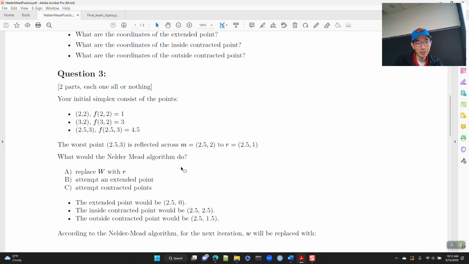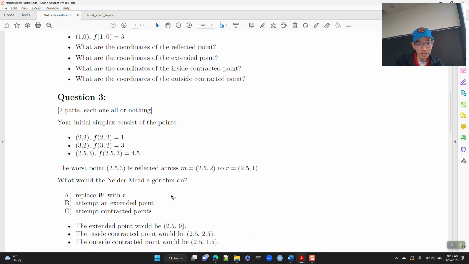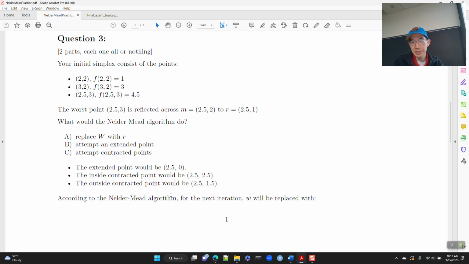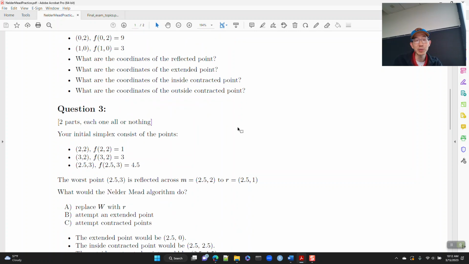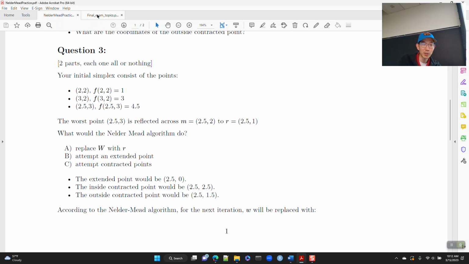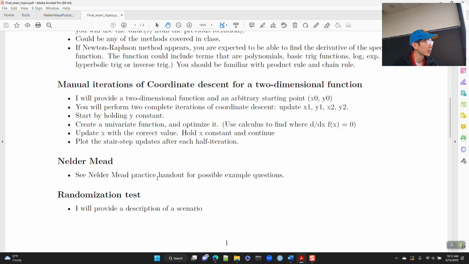Or it could be something like, if you had these points, what would the algorithm do? Would it replace w with r, or attempt an extended point, or attempt a contracted point? These are the kinds of questions you might see related to Nelder-Mead. I probably wouldn't put every single one of these questions on there, but maybe take a selection from the Nelder-Mead practice handout. So that's manual solving of some of these algorithms.